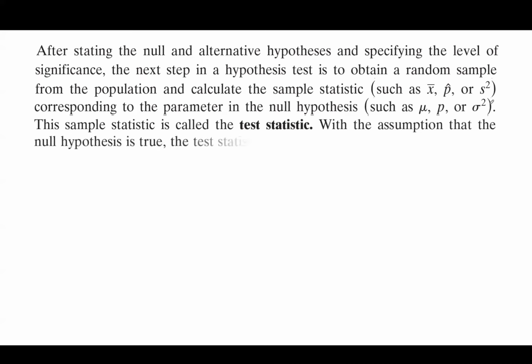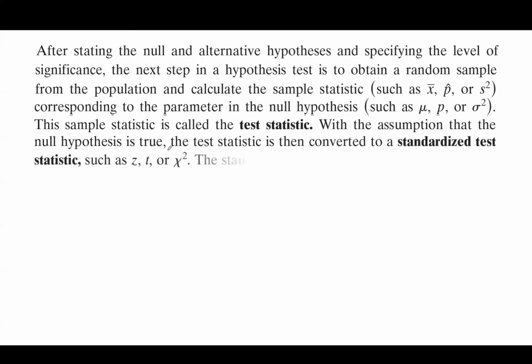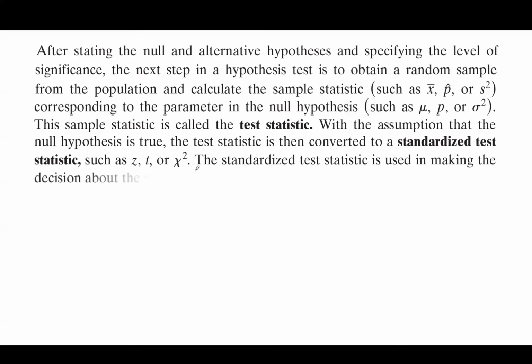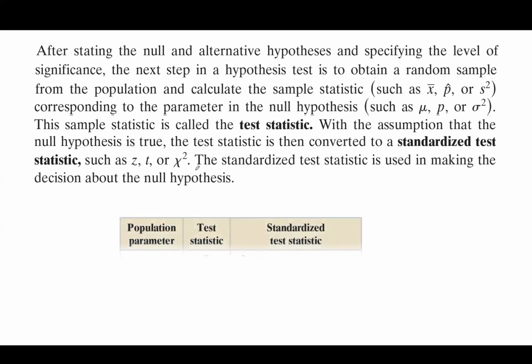With the assumption that the null hypothesis is true, the test statistic is then converted to a standardized test statistic like z, t, or chi-squared. The standardized test statistic is used in making the decision about the null hypothesis. So in the table below, we summarize the population parameter, the test statistic, and the standardized test statistic.